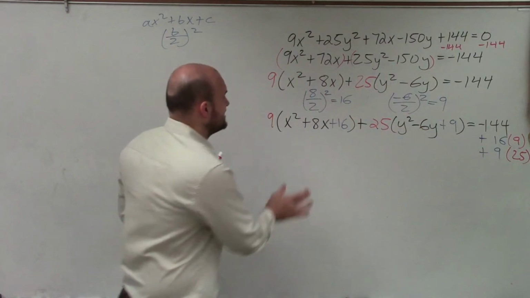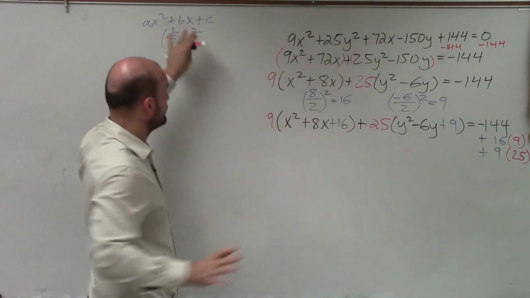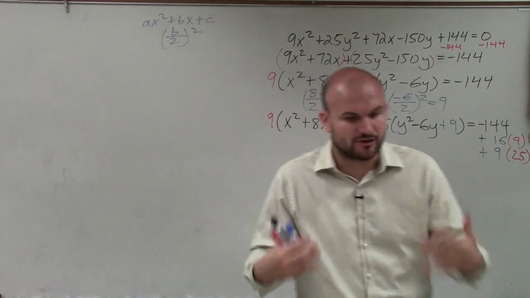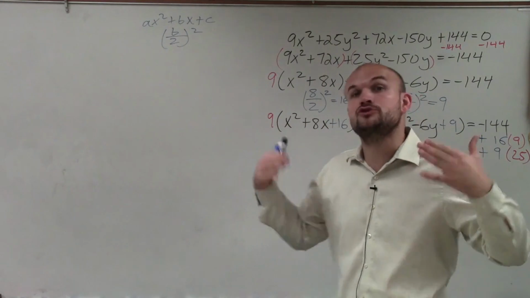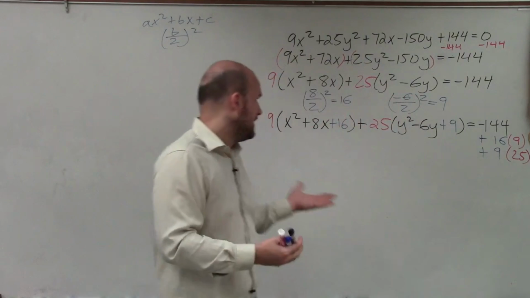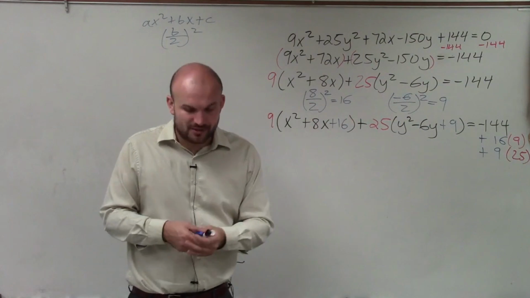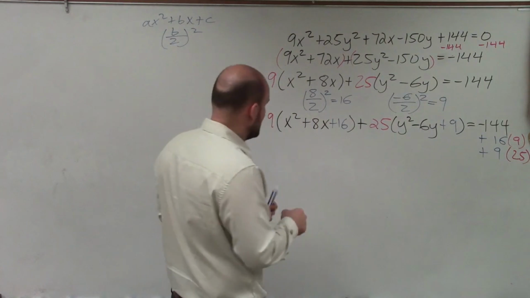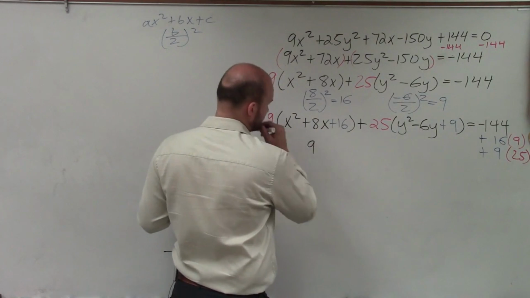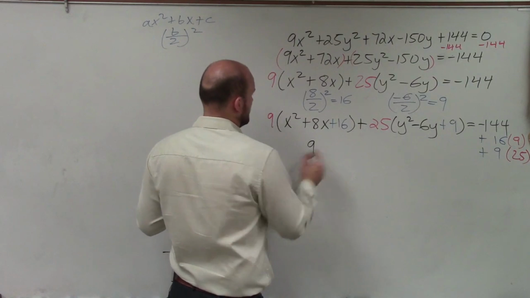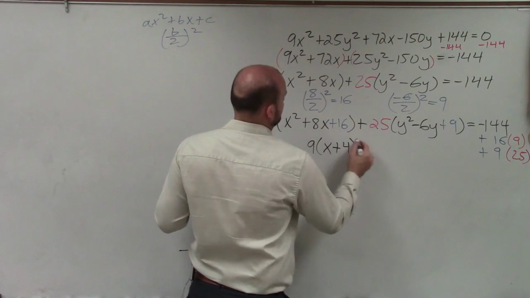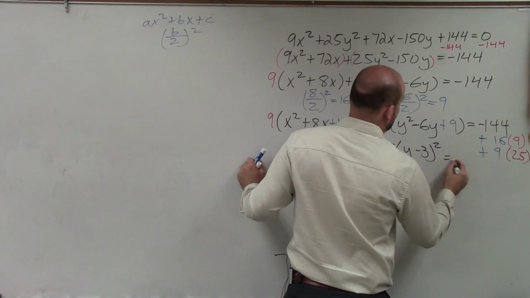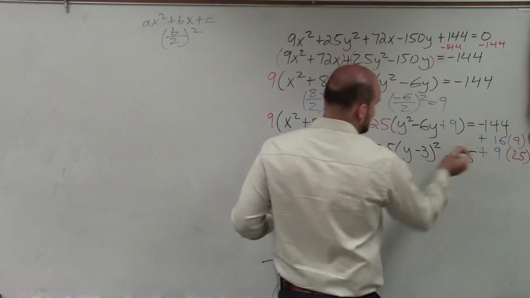Now, the next thing I need to do is I see that each one of these parentheses, I created a quadratic. But what's important about completing the square is I didn't just create any quadratic. I created a perfect square trinomial, a perfect square quadratic, one that I can factor now down into a binomial square. So I'm going to factor each of these into binomial squares. And when I do that, I now obtain 9 times (x plus 4) squared plus 25 times (y minus 3) squared equals 225, right? Because all of that adds up to 225.